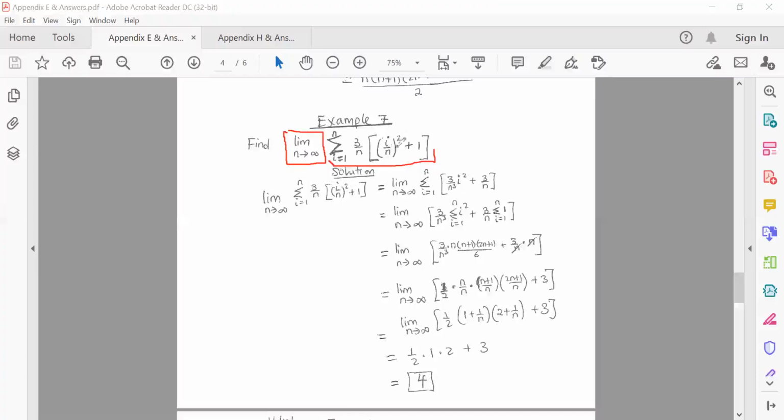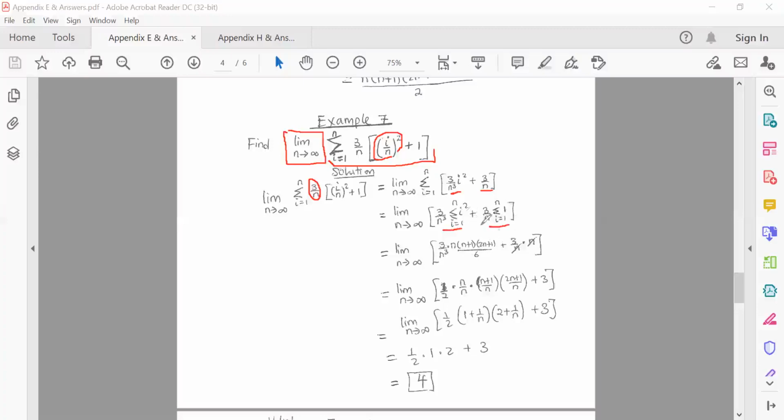So if I give you i squared, (i over n) all squared, obviously you just get i squared over n squared. And if you take this 3 over n and multiply all through, you end up with something like this: 3i squared over n cubed plus 3 over n. The reason I'm doing that is because I want to apply the distribution rule that says I can split this sum into 2 different sums.